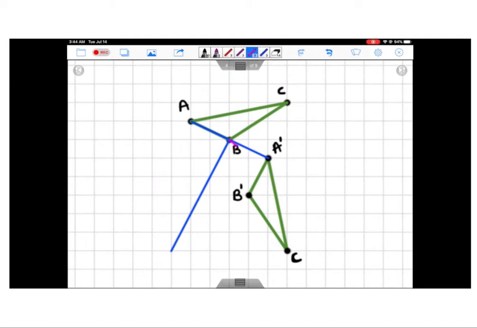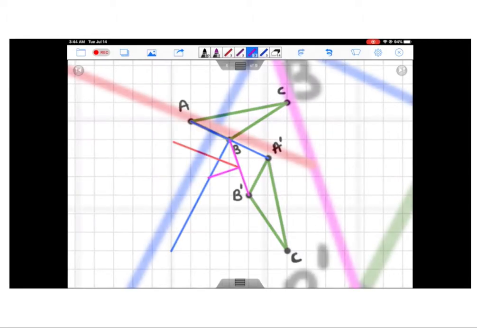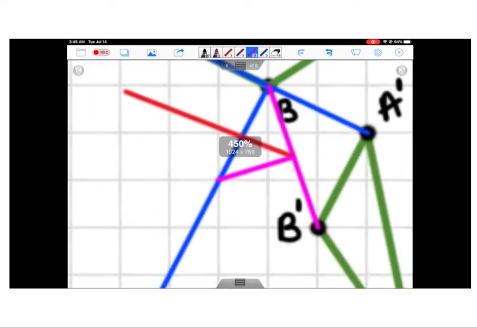So now I'm going to connect B to B prime and find the midpoint. I'm going to use Doceri to find the midpoint. This one is the hardest one to find the midpoint because it's not on the grid. It's not an easy way to count. So the midpoint's right there. And so again, I'm looking for a line that's perpendicular that's going to intersect. And it's right there, forming a right angle.